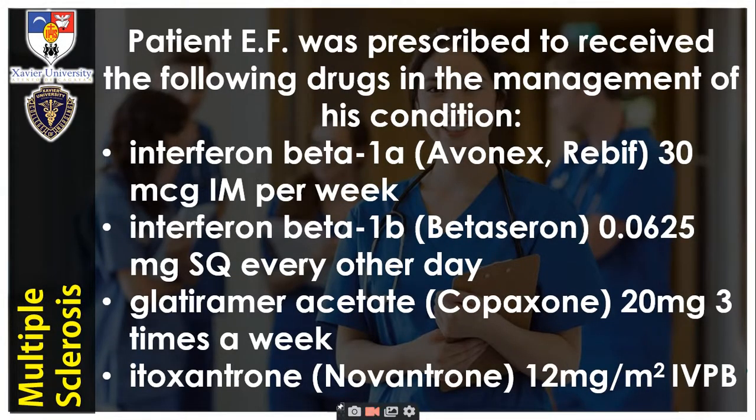Patient EF was prescribed to receive the following drugs in the management of his condition: interferon beta 1A, Avonex or Rebif, 30 microgram IM per week; interferon beta 1B, Betaseron, that's 0.0625 milligram subcutaneous every other day; glatiramer acetate or Copaxone, 20 milligram 3 times a week; mitoxantrone or Novantrone, 12 milligram per meter squared intravenous piggyback.